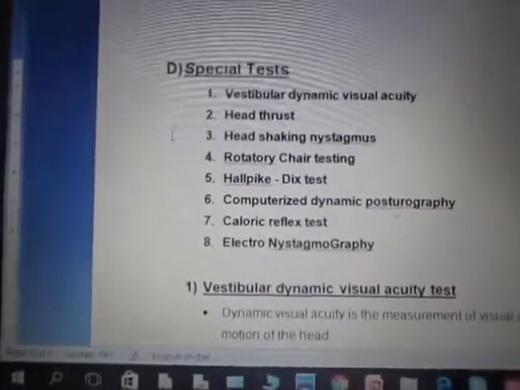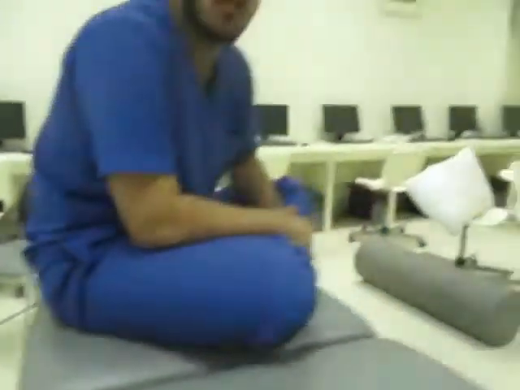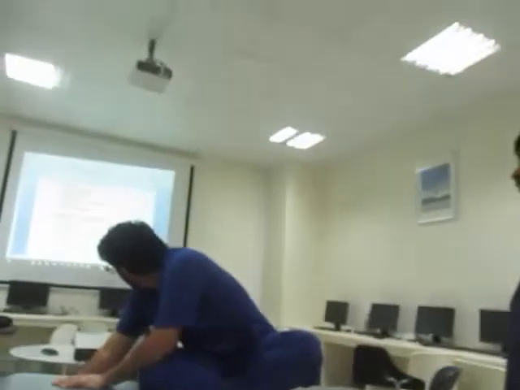Now we are in special tests. There are eight special tests for vestibular lesions. The first one is the vestibular dynamic visual acuity test.